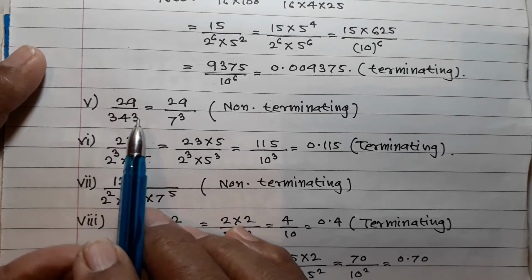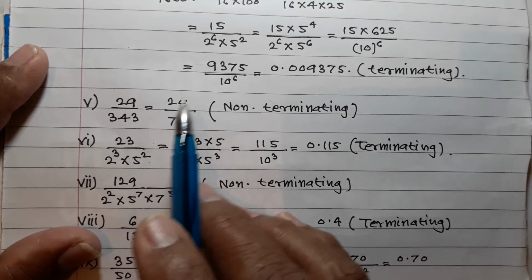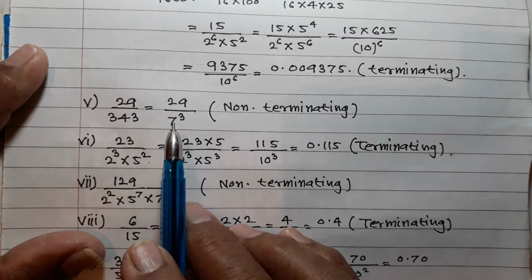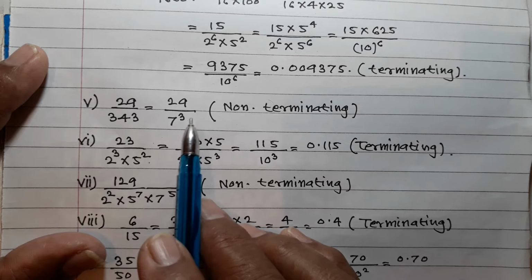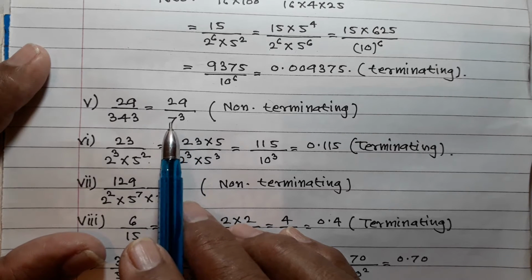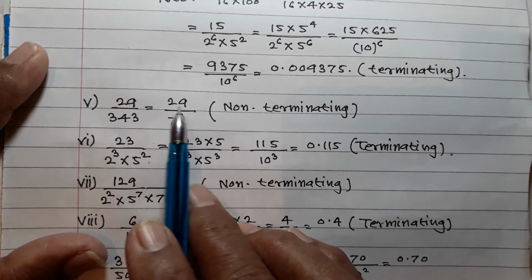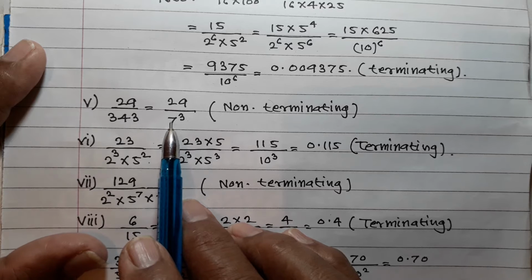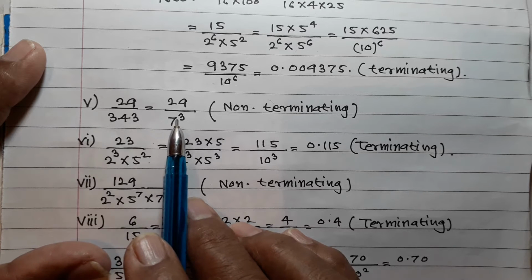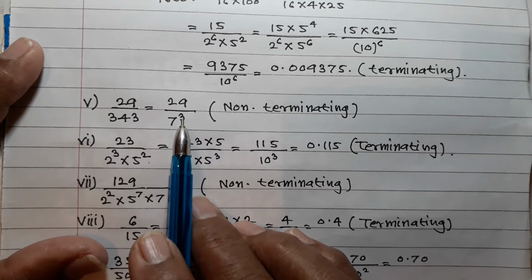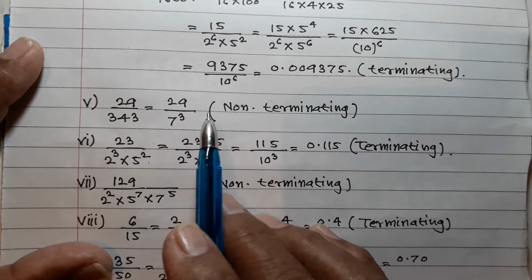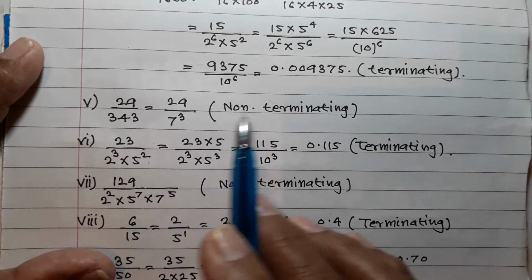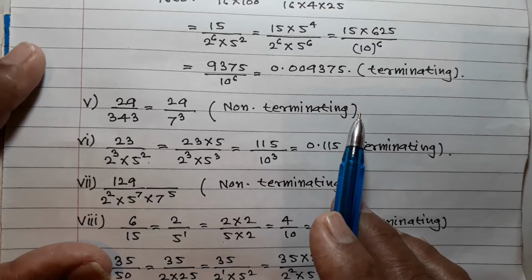29 upon 343 is equal to 29 upon 7 raised to 3. So this is the factorization. If you factorize this here, 2 raised to n and 5 raised to m is not there, and therefore this is non-terminating.